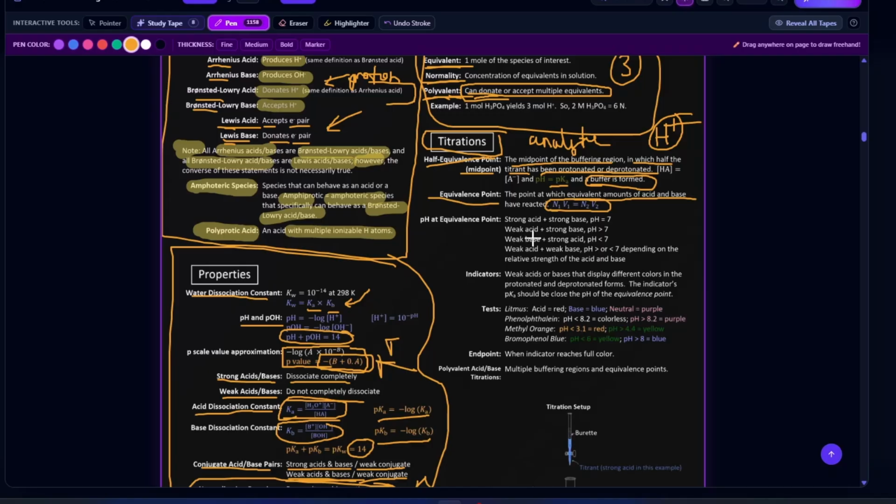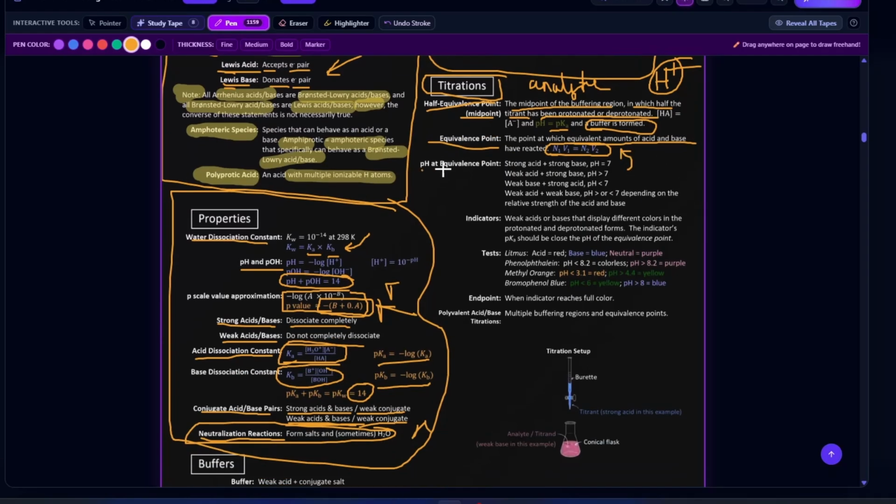So this formula is important to know to determine the equivalence point. pH at equivalence point. So you should know this. This is memory based and you want to memorize that. Indicators, you need to memorize those literally.